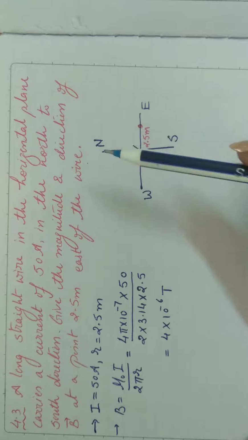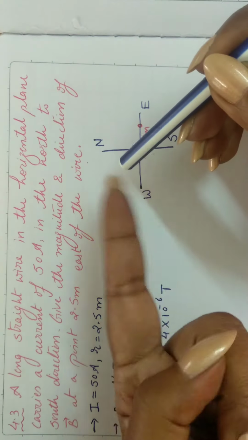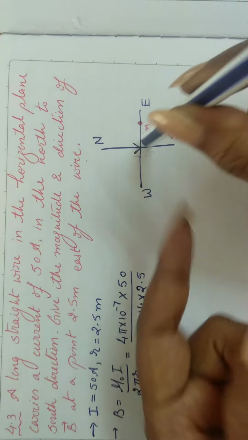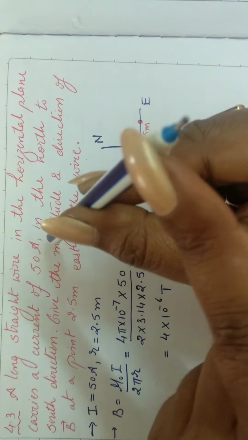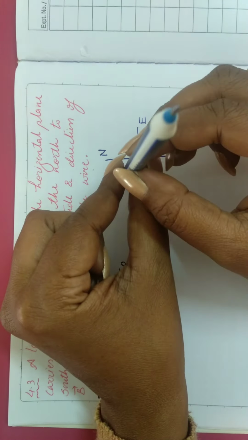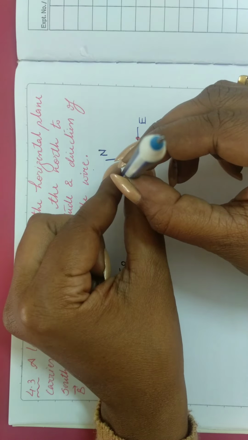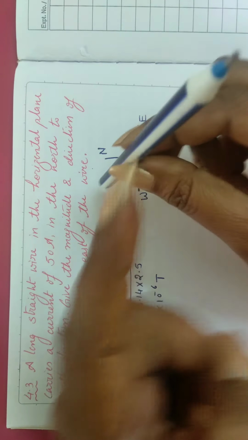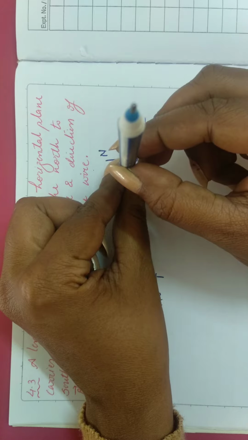So for that, see, I told you that north is actually behind the plane of the page and south is here. So this is north and this is actually south. So the current is moving from north to south. The current is moving in this direction like this. So how to use the right hand thumb rule?